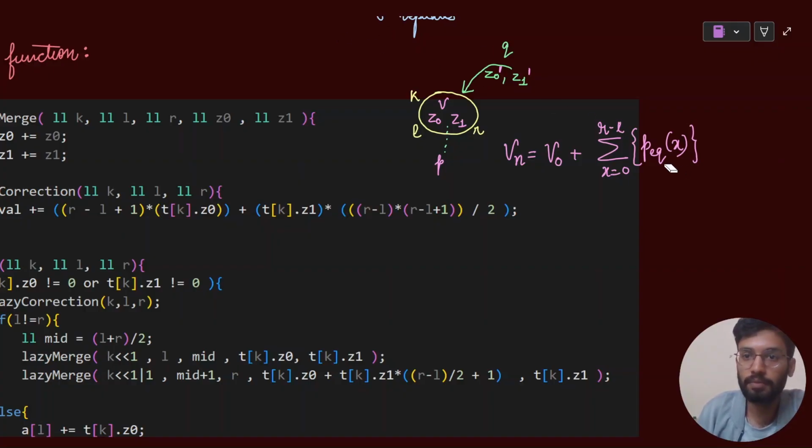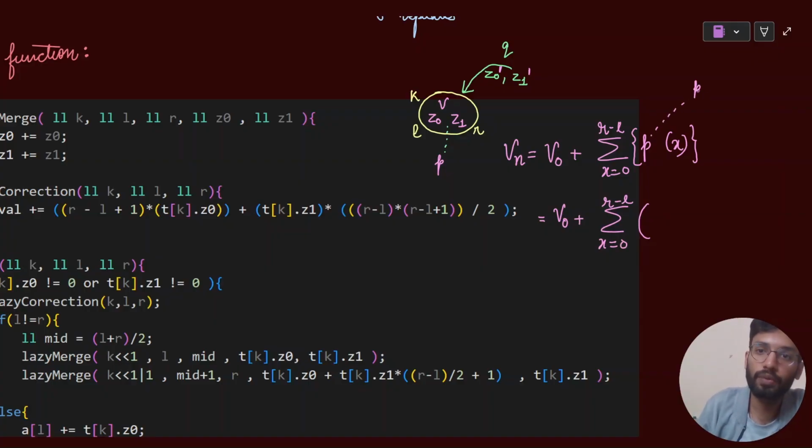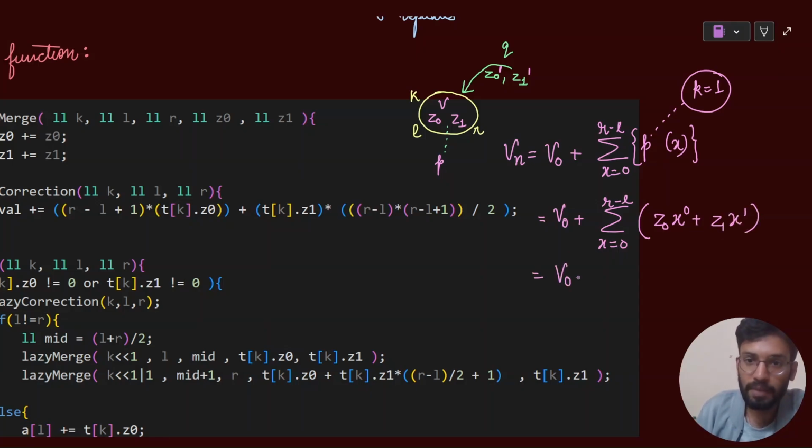Okay, rather since we're just correcting, we have a polynomial function with itself, right? So we need not write any equivalent. So this will be value old plus summation x equals to 0 to r minus l. What is my p of x? Since my polynomial is of degree 2, what is the value of k? Simply 1. So degree 2, so I would simply have z0 into x power 0 plus z1 into x power 1. So I can just split up this summation. So this will be summation x equals to 0 to r minus l into z0 plus summation x equals to 0 to r minus l into z1 into x.